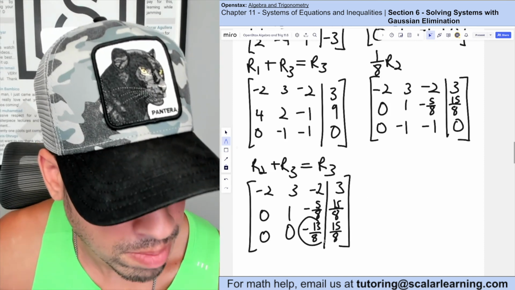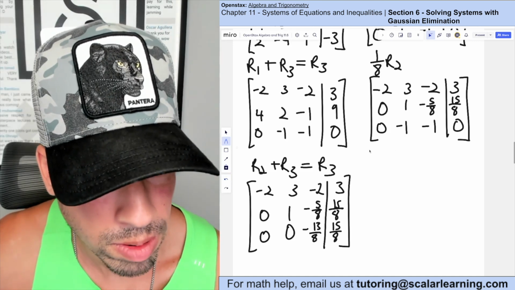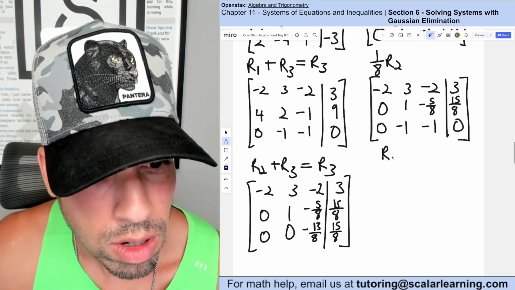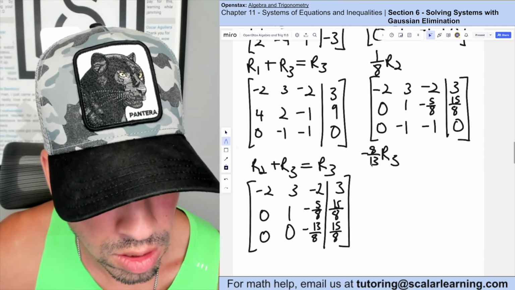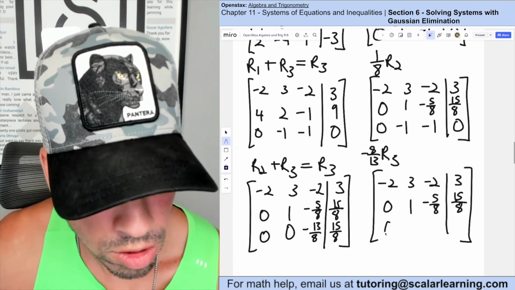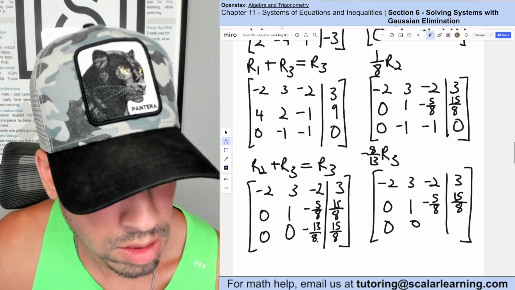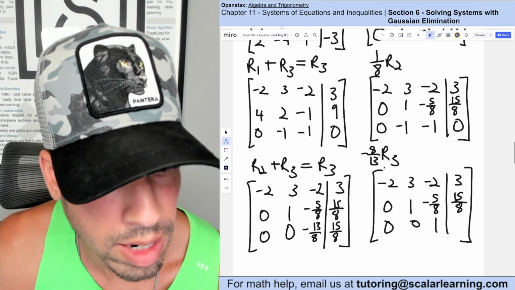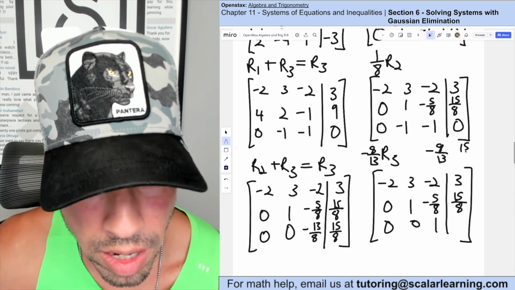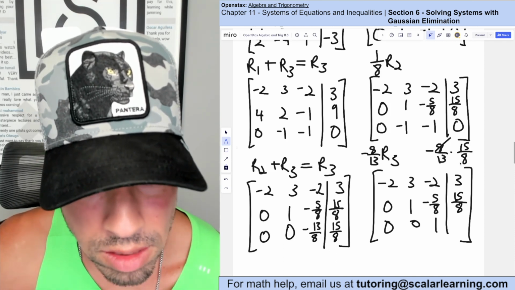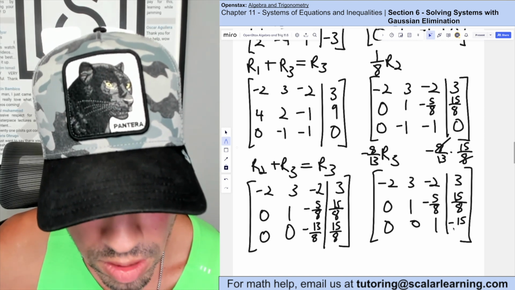Now I'd love to flip this into a 1 so I can simply multiply the third row by the reciprocal, which is -8 over 13. Let's check that out. So we got 0, 0, and then this times its reciprocal is 1, and then -8 over 13 times 15 over 8. Look what happens, right? 8's cancel out and you're left with negative 15 over 13.